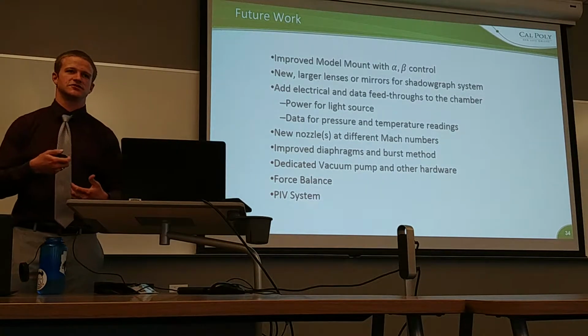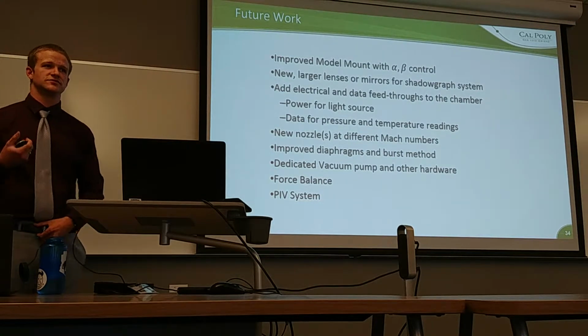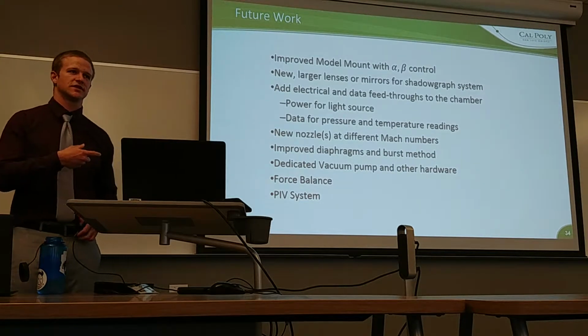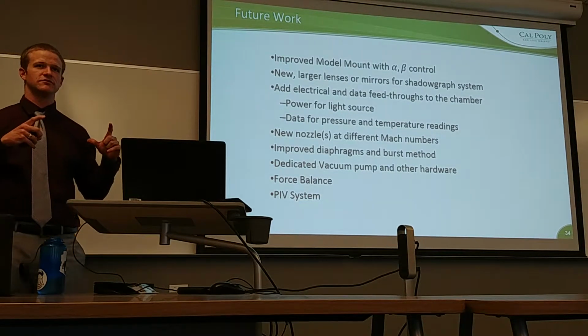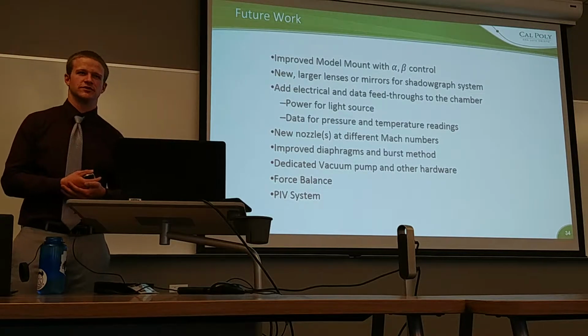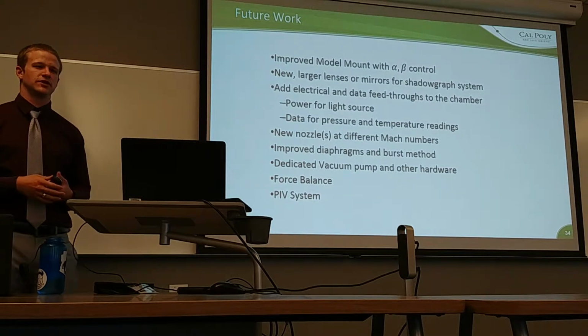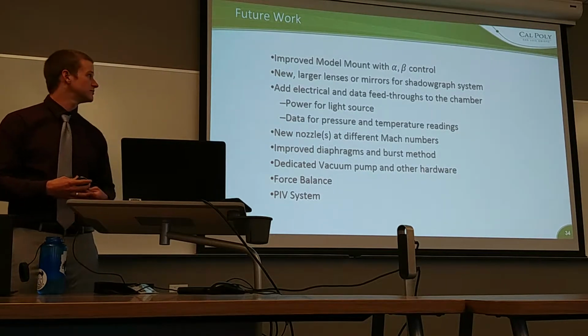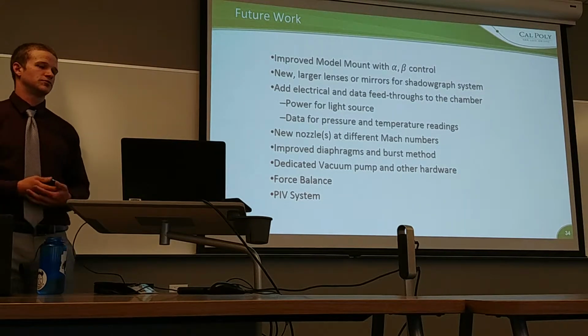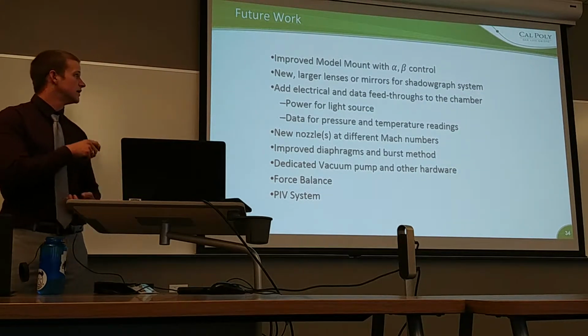Improvements to the shadowgraph system: I think that specific lenses or mirrors should be purchased to increase the diameter that can be viewed, since the diameter we viewed was really only about 2 inches, but up to around 6 to 8 inches in diameter would be optimal. And then also improve the quality of the images that are taken.